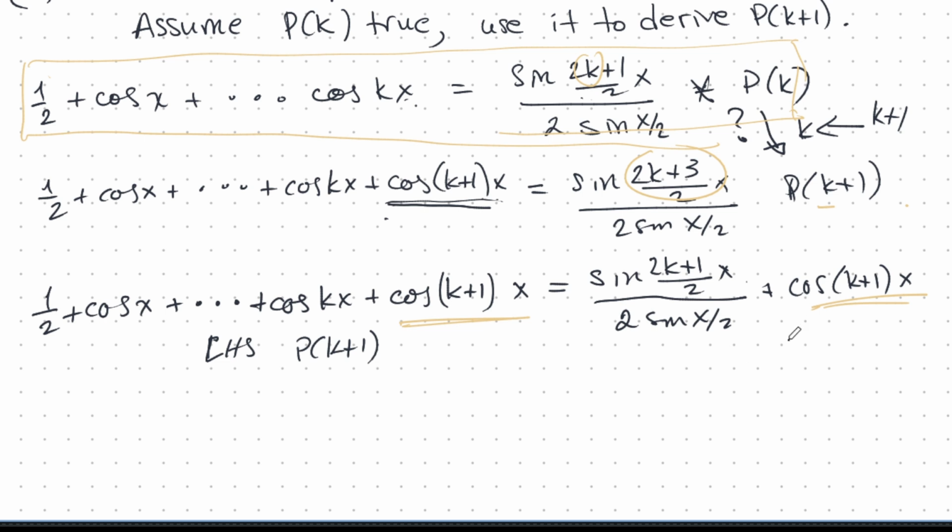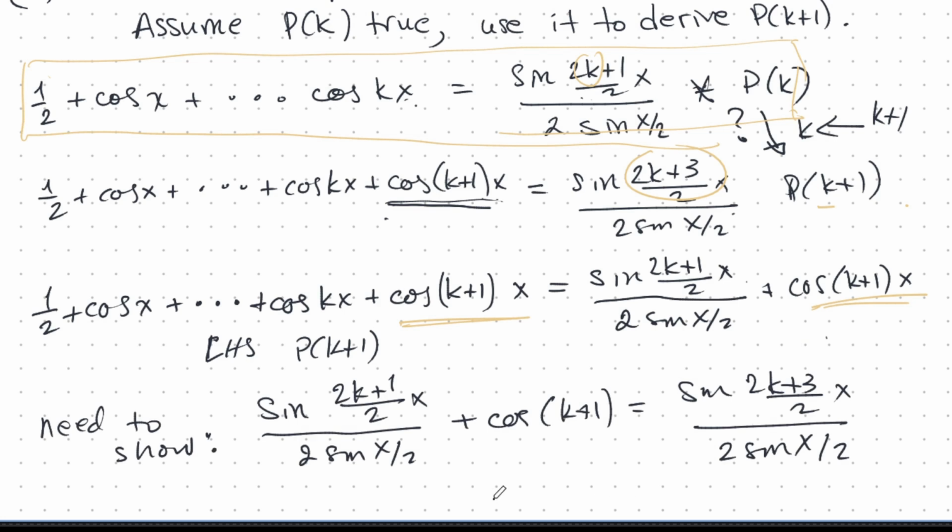But what is this? Well, if I could transform this using trigonometry, if I could show that this right-hand side is the same as the right-hand side for P(k+1), then I'm done. So I need to take this here, transform it somehow, and show that it is equal to the right-hand side of P(k+1). Then I've got P(k+1) from P(k).